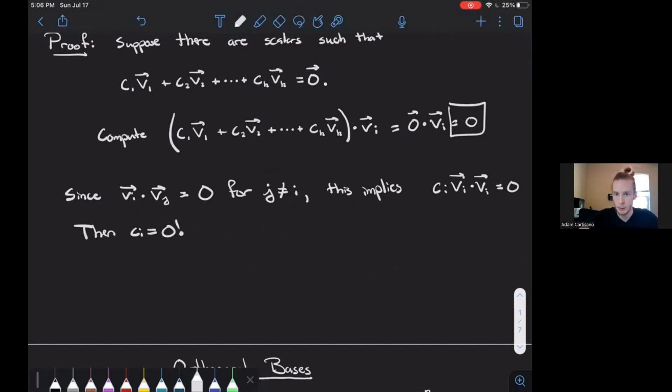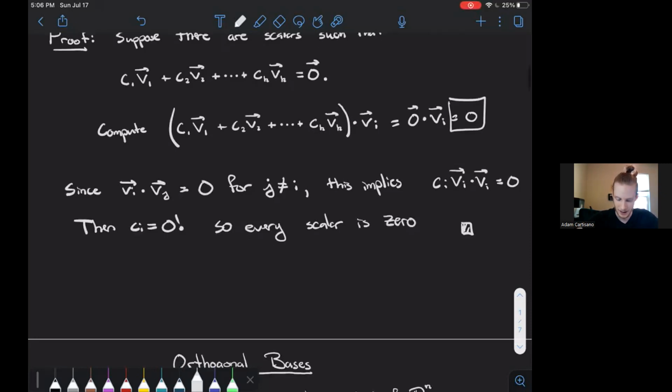But we didn't specify which i that we did. In fact, this will hold no matter which one you do. So every scalar is 0. In other words, the only linear combination of your orthogonal vectors which gives you the 0 vector is the trivial linear combination. So in other words, the set is linearly independent. Pretty nifty proof. Okay.